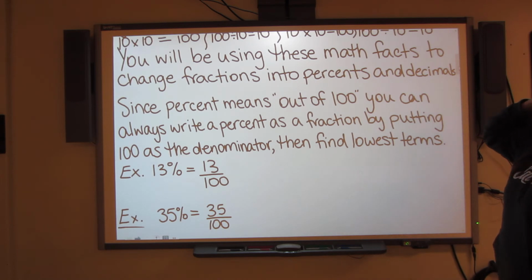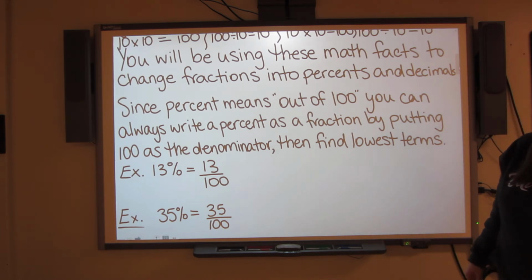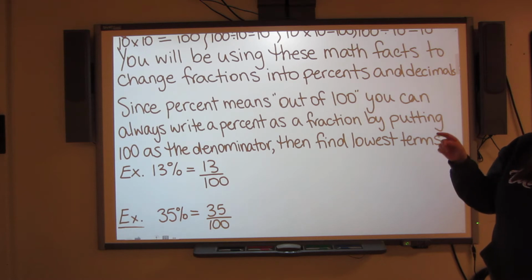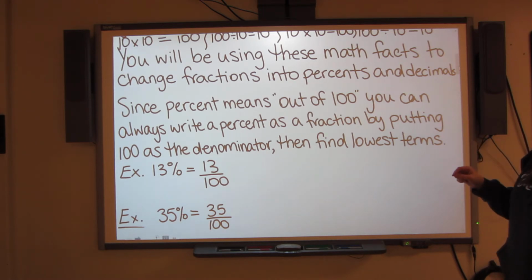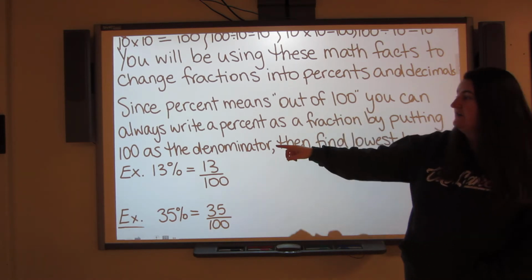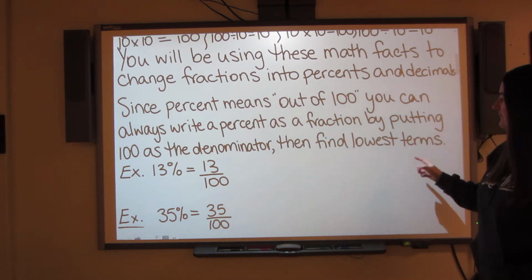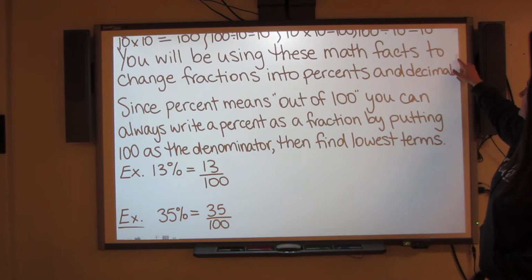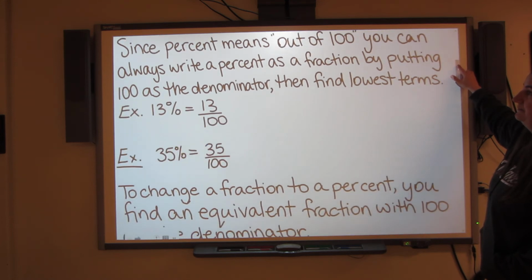So you will be using these math facts to change fractions into percents and decimals. We'll get to the decimals later. Since percent means out of 100, you can always write a percent as a fraction by putting 100 as the denominator and then find lowest terms after that. So let's look at examples of that.